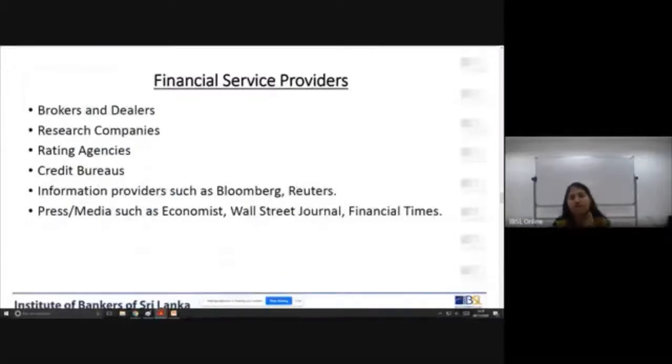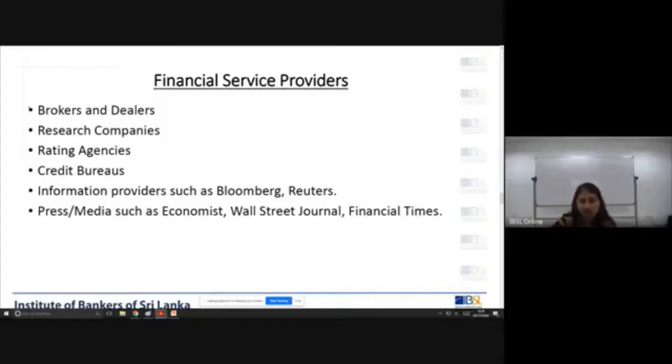Then we have financial service providers. There I showed you, even in the syllabus, we have a separate chapter to go into detail for this. Okay, so let me first briefly tell you who the service providers are, but we will study them in detail in that particular chapter. So you have brokers and dealers. Those two, you might assume that they do the same function, but no, they do a different function.